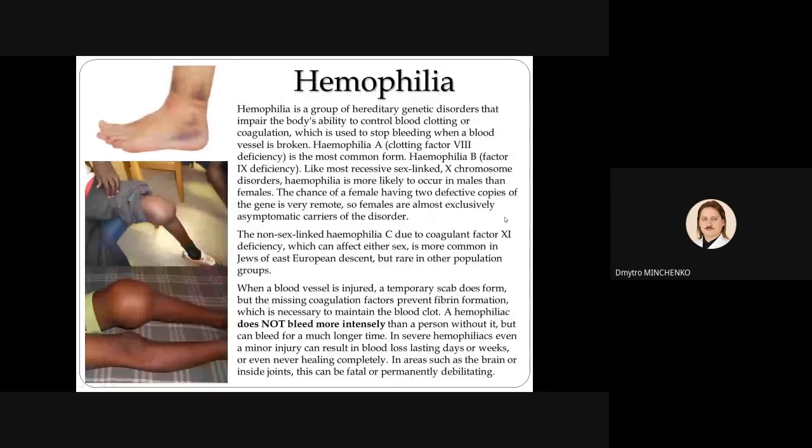Let's focus specifically. Hemophilia. Hemophilia is a group of hereditary genetic disorders that impair the body's ability to control blood clotting or coagulation, which is used to stop bleeding when a blood vessel is broken. Hemophilia A is the missing of the factor VIII. It's deficient, and this is the most common form. Hemophilia B, we have deficiency of factor IX.